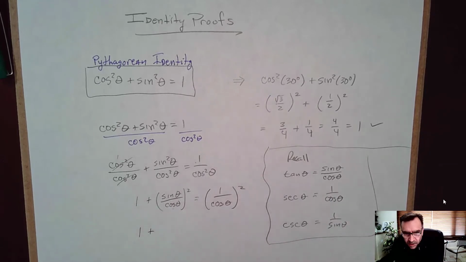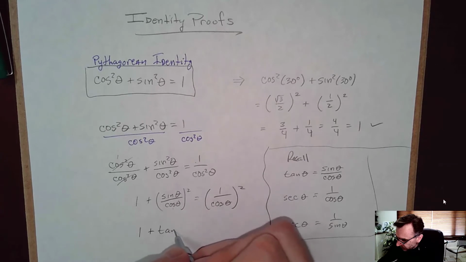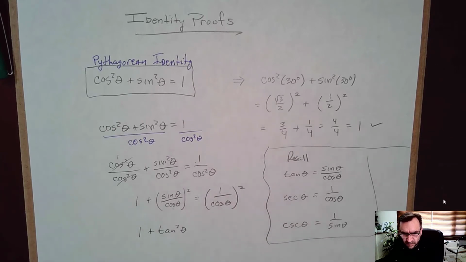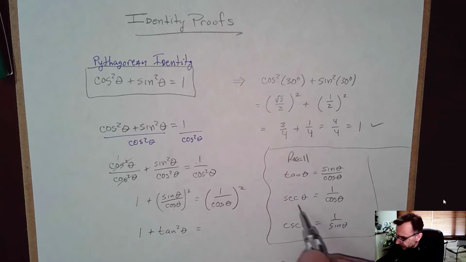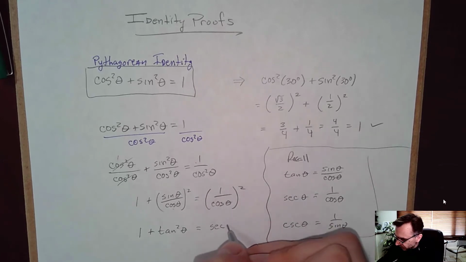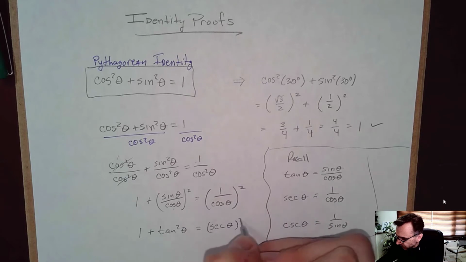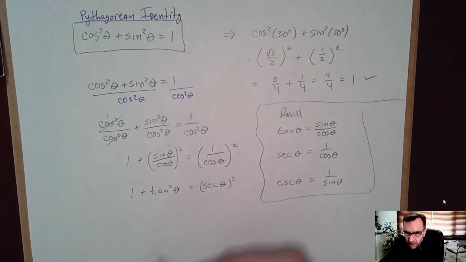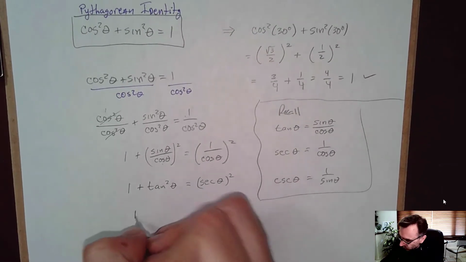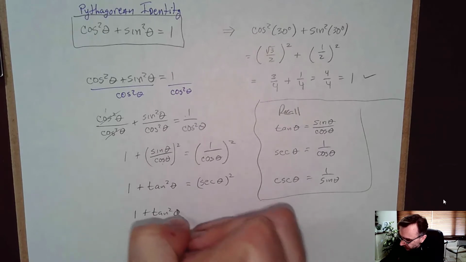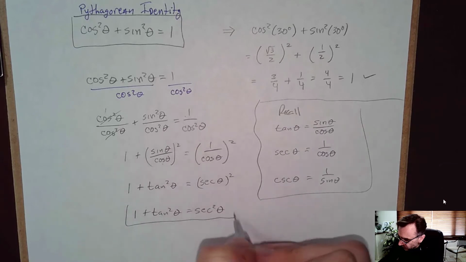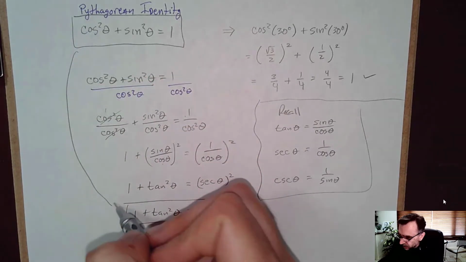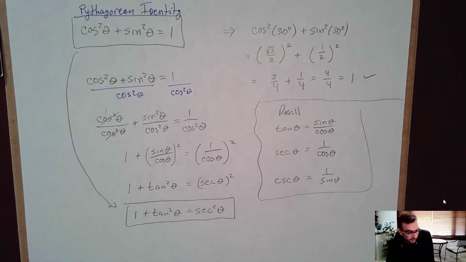So this is 1 plus tangent squared theta equals 1 over cosine is secant. So this would be secant theta squared. All right, and that gives us another identity here. 1 plus tangent squared theta equals secant squared theta. So from the Pythagorean identity, we are able to derive another identity.